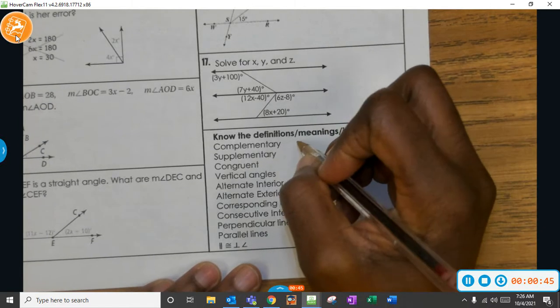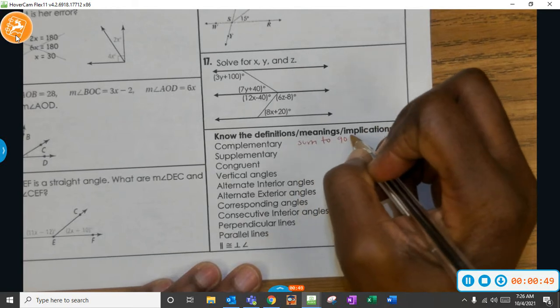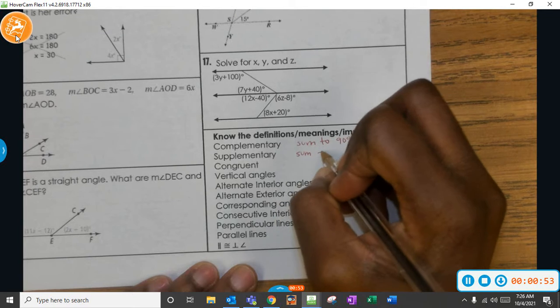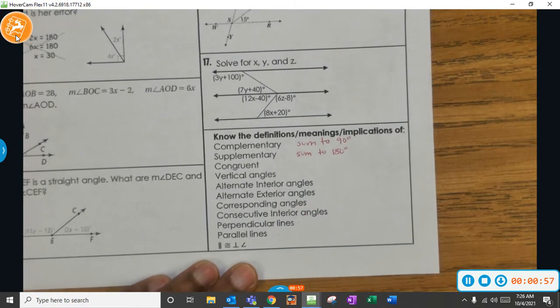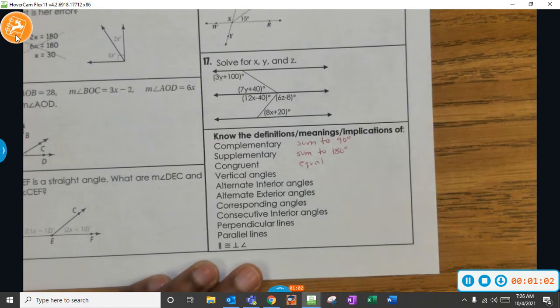Complementary, that is one of our flashcards. That means it sums to 90: two angles whose total is 90 degrees. Supplementary are two angles whose total is 180 degrees. And congruent is equal. Those three things are flashcards that were memorized. We've been memorizing those formulas, so you should have those.